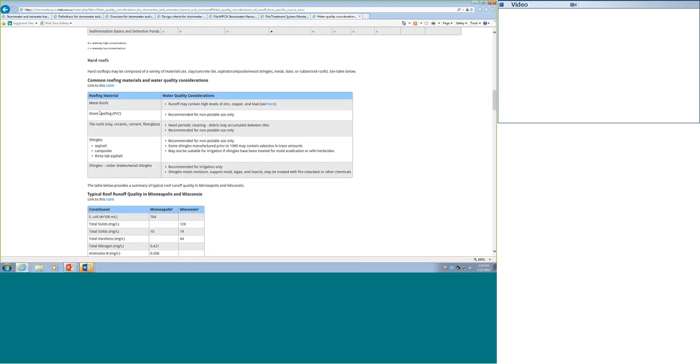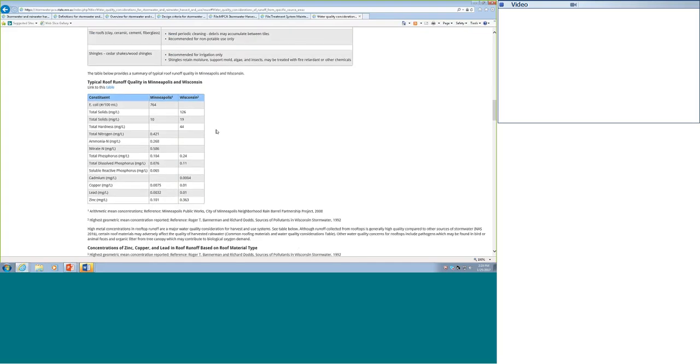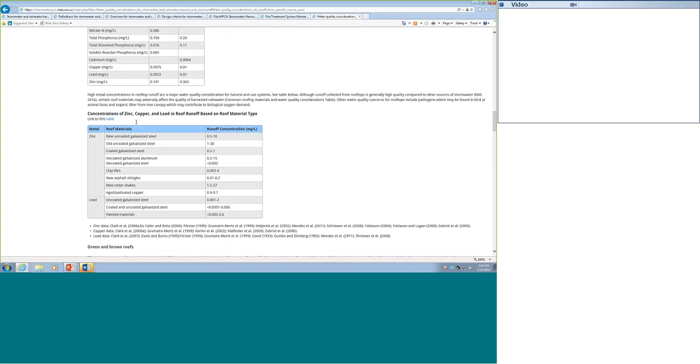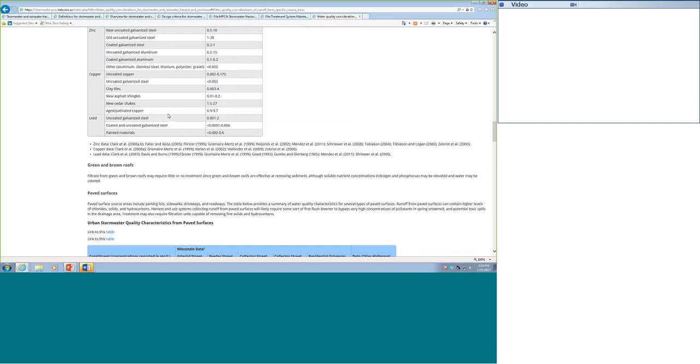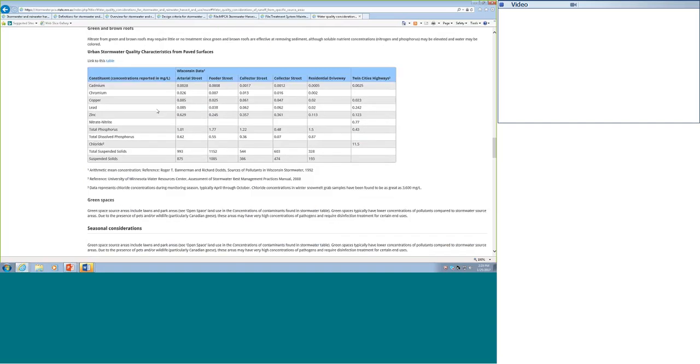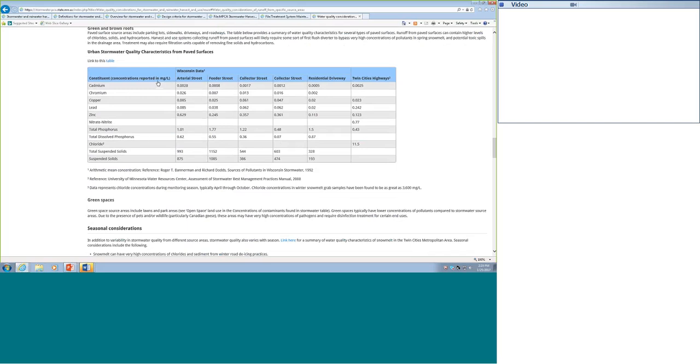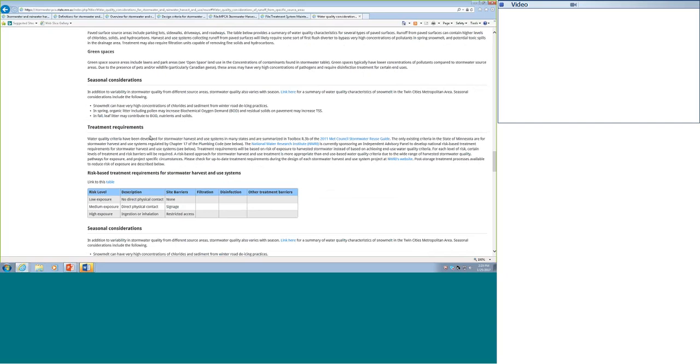Again, hard roof covers include metal roofs, tile, shingles, asphalt, all these different types of materials, and they have different water quality conditions. They might have different levels of metals or susceptibility to mold or algae growth or insects living in them. There's a little bit more information about that and some concentrations of the metals that are typically found. Again, we have a few more tables that go more specifically about some of the water quality characteristics off of these specific source areas.